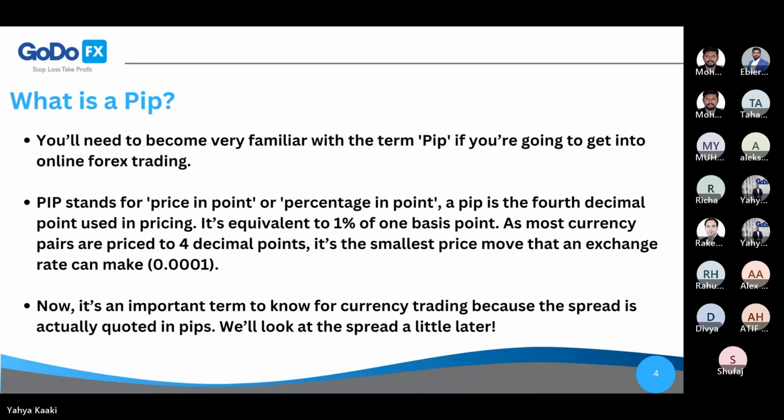As most currency pairs are priced to 4 decimal points, it's the smallest price move that an exchange rate can make, 0.0001. So it's always the fourth number after the decimal point. We look at the decimal point, we move 4 digits, and the fourth is the pip move. It can be 2 digits, it can be 3 digits, it depends on each currency we are working on. It's an important term to know for currency trading because the spread is actually quoted in pips, and we will look at spreads later on.